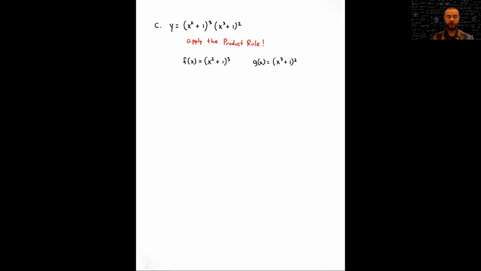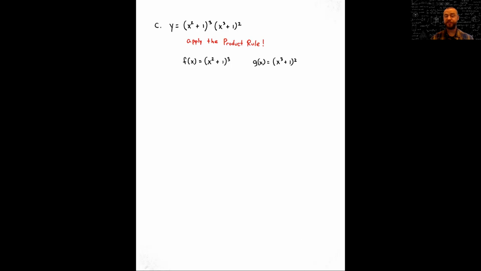All right, now this one does get a little complicated, so we're gradually building up how difficult the problems are. Notice here, we have two different sets of parentheses. We're multiplying them, so we can identify this function y as a product. So we'll identify f and g as the individual factors there. We'll say f of x is (x squared plus 1) cubed, and g of x is (x cubed plus 1) squared.